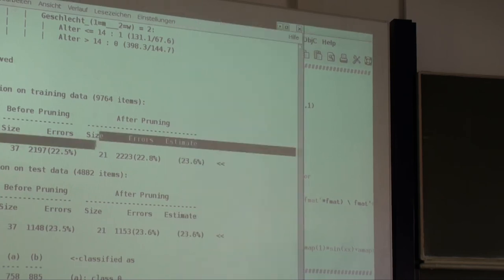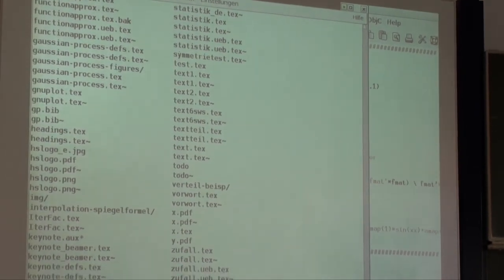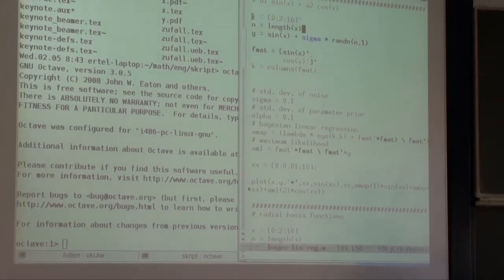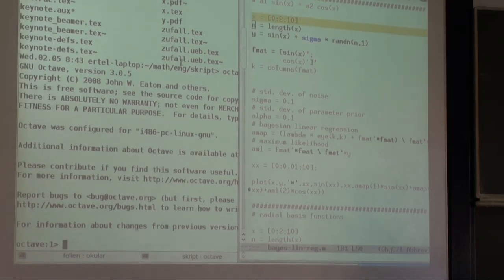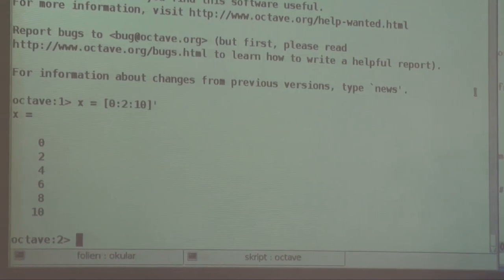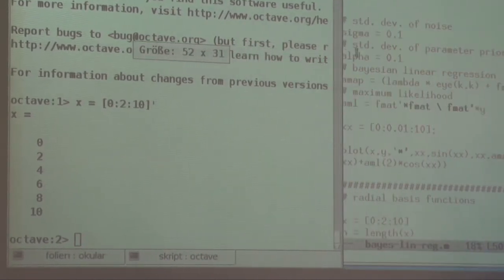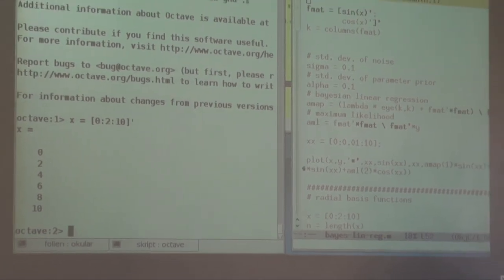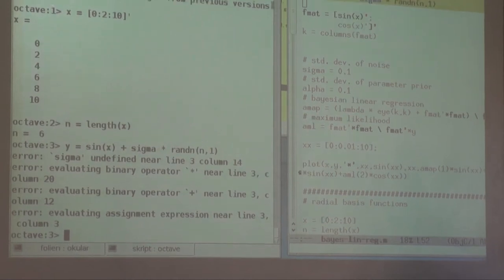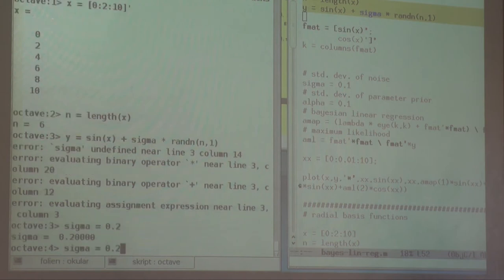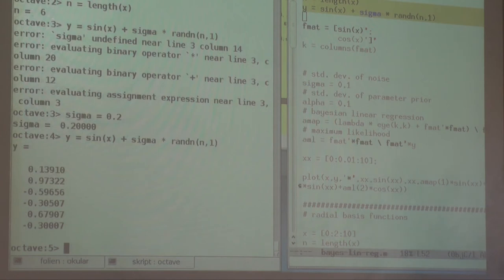we produce a vector of our x values. Okay, so now here we have a column vector of x values between 0 and 10. Then n is the length of this vector, and then we produce a y vector. Sigma undefined. Let's set sigma equal to 0.2. And now we get our y vector.